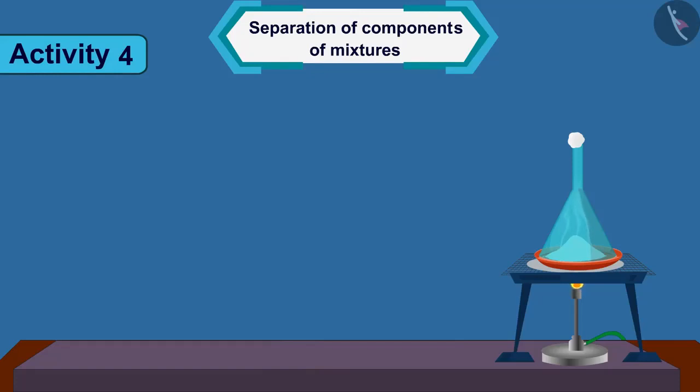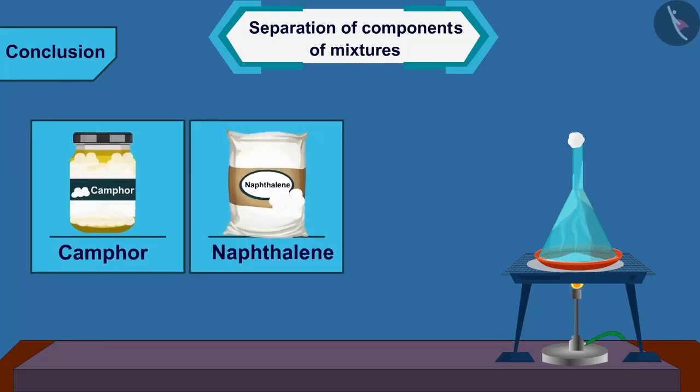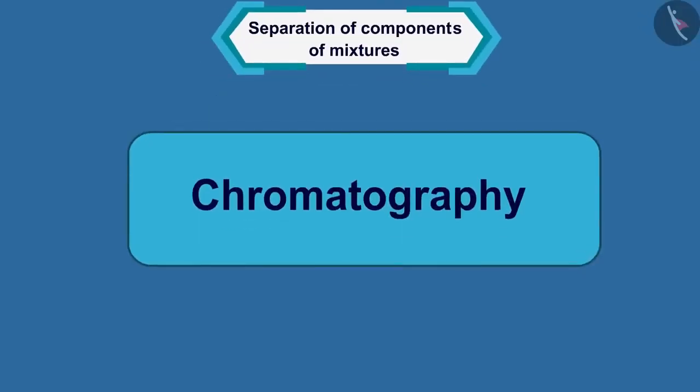By this activity, we can conclude that to separate such mixtures that contain a sublimable volatile component from a non-sublimable impurity, such as camphor, naphthalene and anthracene, the sublimation process is used. The next separation technique is chromatography.